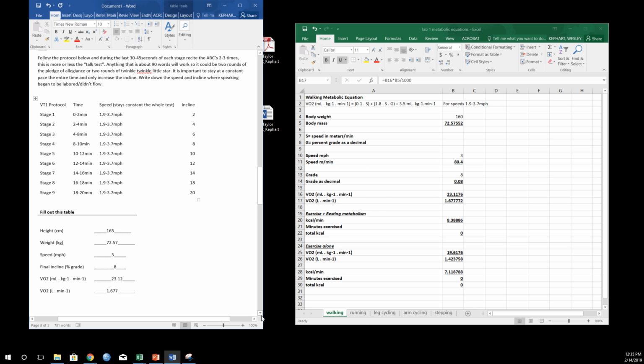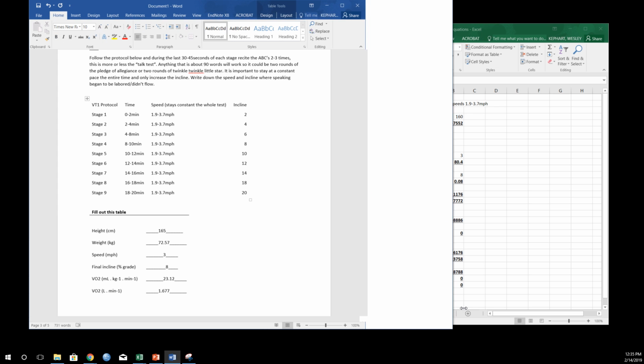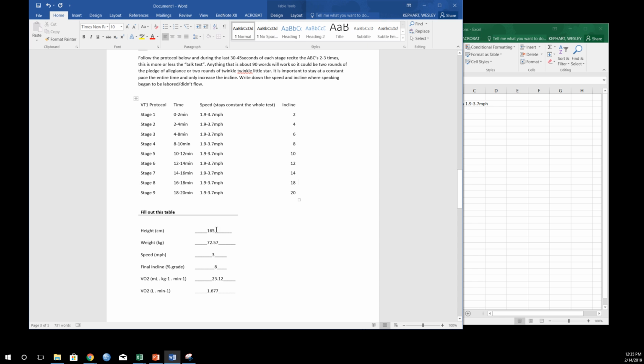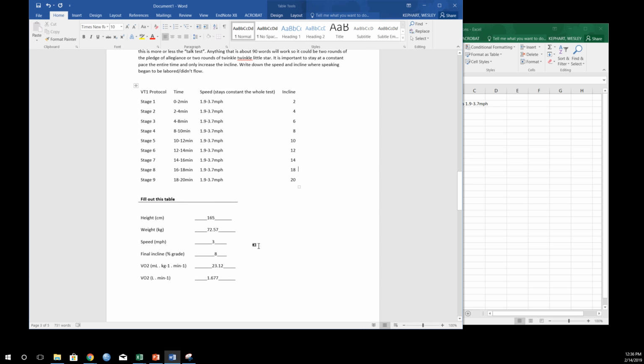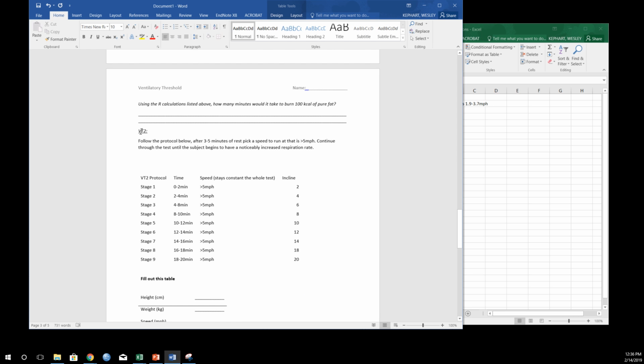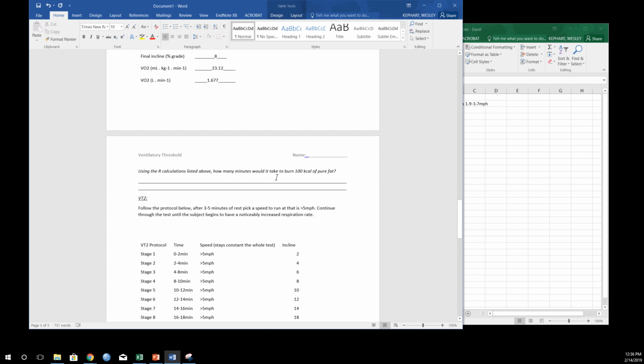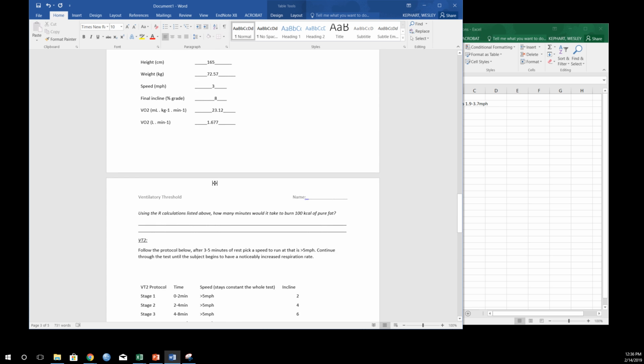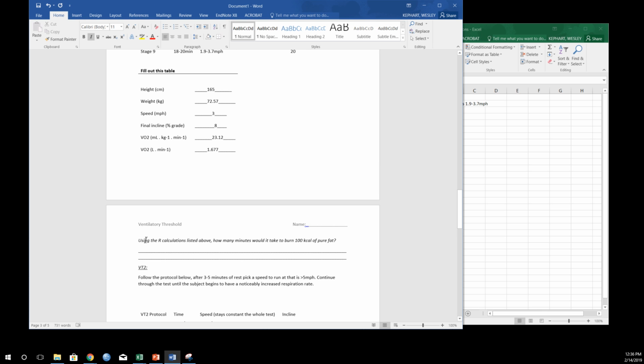Now, let's look back at this assignment. Once we figured that out, they're going to take a 5-minute rest, and then we're going to do the Vt2 protocol. Actually, let's go back on this just for a second. I'm going to ask you a question: using the R calculations listed above, how many minutes would it take to burn 100 calories of just fat?